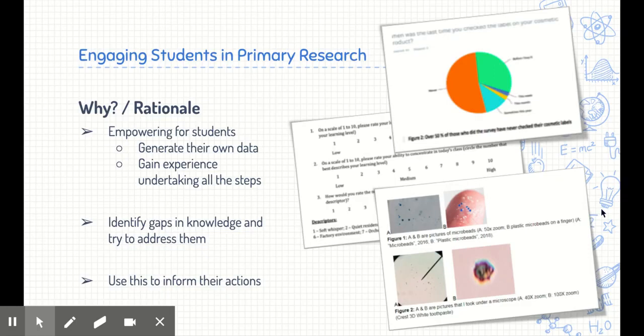During their secondary research, students would have identified gaps in knowledge, and then they are able to try and address these gaps while designing a correlational study. It is the hope that they will use their data from this primary research to inform their action.